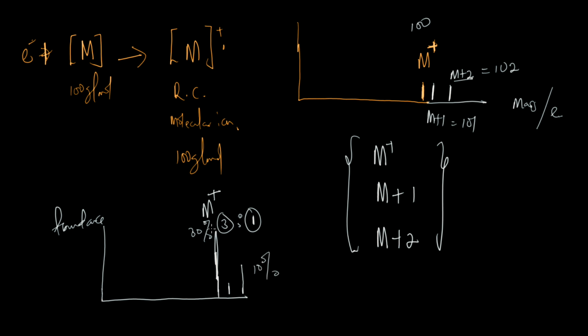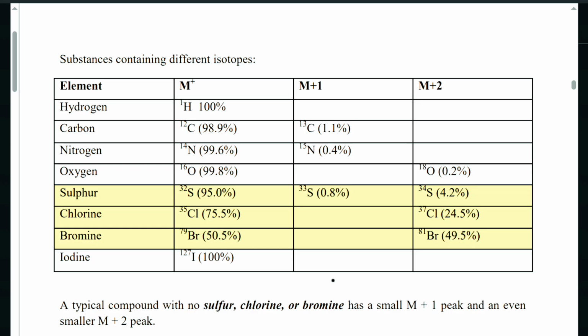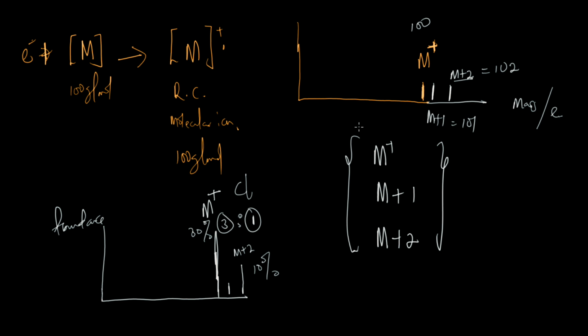So anytime you see M plus and M plus 2 and their abundance is about 3 to 1, you can easily tell that this compound contains chlorine. But we'll see furthermore how we can actually use this. So that is that one there. Now let's look at a typical compound with no sulfur, chlorine or bromine. It has a small M plus 1 and even M plus 2 peak. If the compound does not have chlorine, sulfur or bromine, the M plus 1 will be higher and the M plus 2 can actually be very small. They are not noticeable, right?